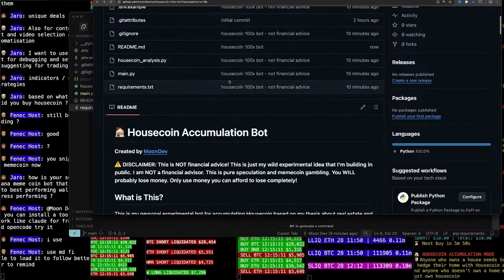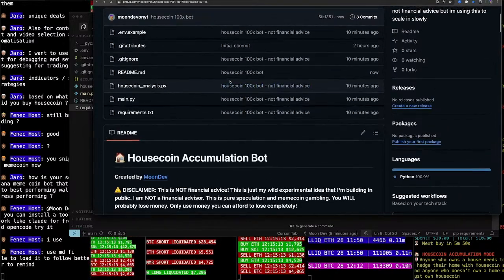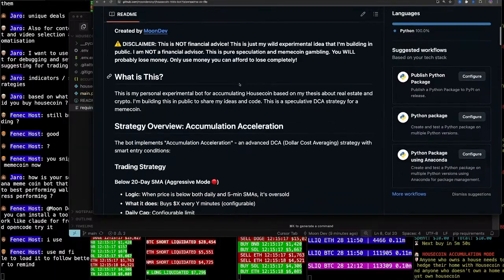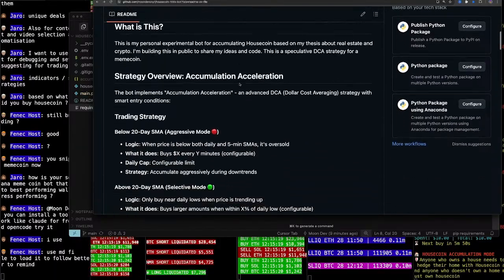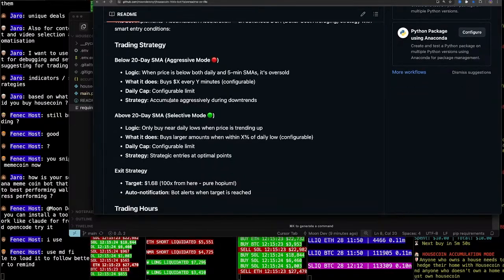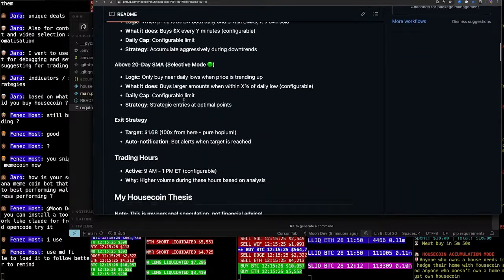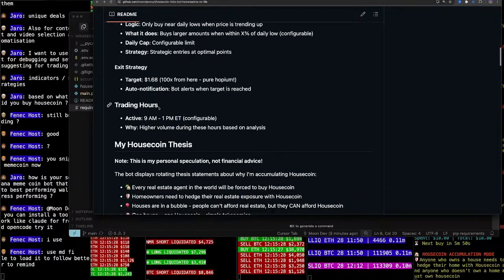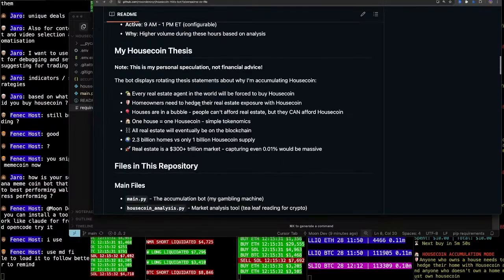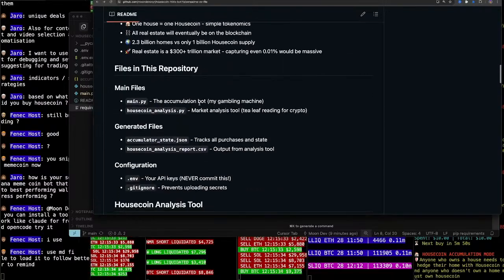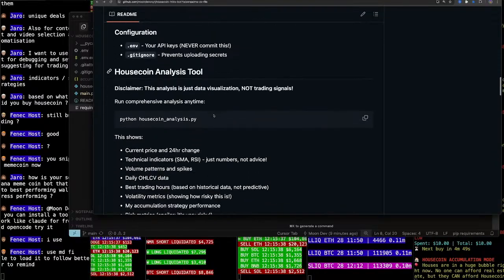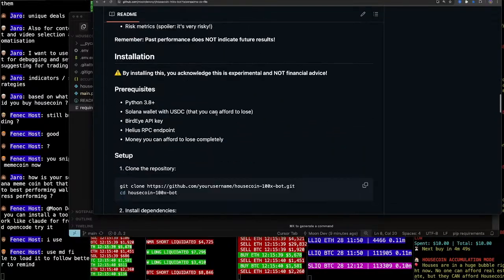So let's go ahead and check it out. Housecoin accumulation bot. Disclaimer, this is not financial advice, in my wild experiment. Speculative DCA, logic, buy X every Y minutes, configurable. Daily cap, configurable amount, okay. 100X from here, pure hopium. Okay, beautiful, beautiful, beautiful. Aimed at my gambling machine. Okay, that's fine. It's kind of funny.